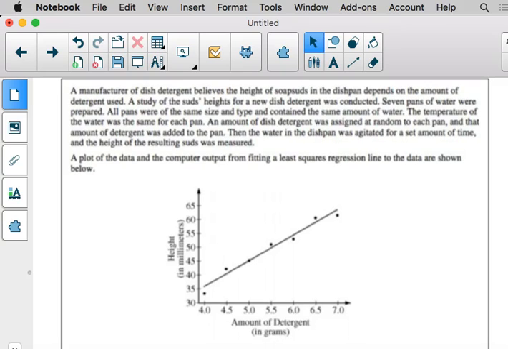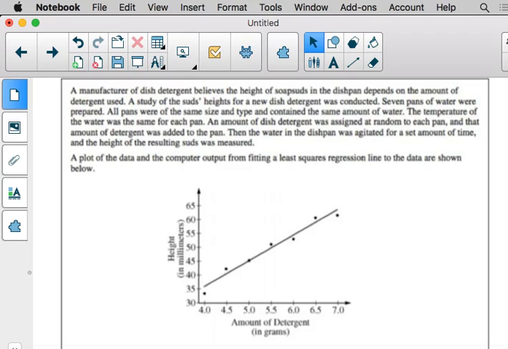A manufacturer of dish detergent believes that the height of soap suds in the dish pan depends on the amount of detergent used. A study of the suds heights for new dish detergent was conducted. 7 pans of water were prepared. All pans were of the same size and type and contained the same amount of water. The temperature of the water was the same for each pan. The amount of dish detergent was assigned at random to each pan. Then the water in the dish pan was agitated for a set amount of time, and the height of the resulting suds was measured.